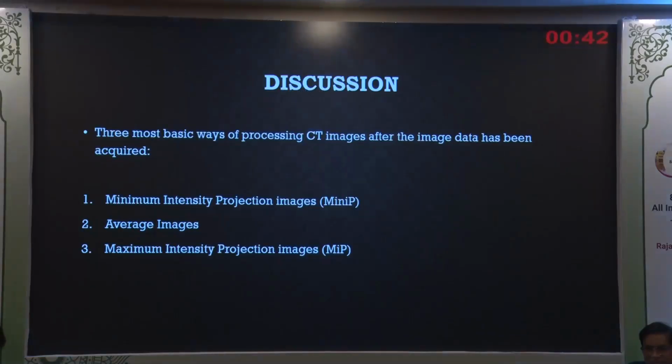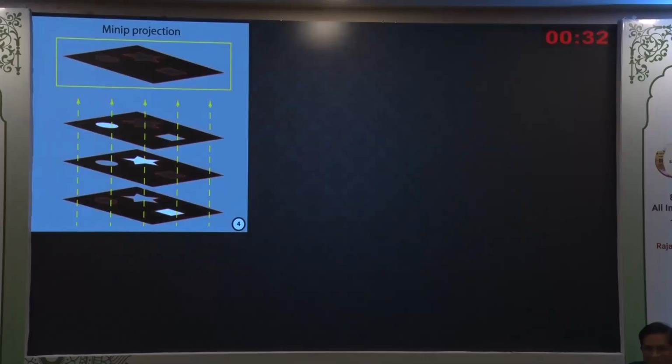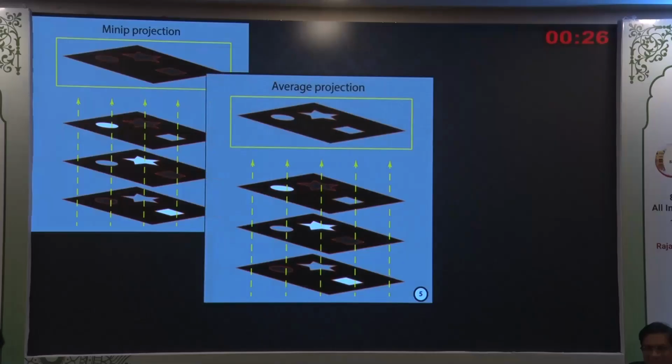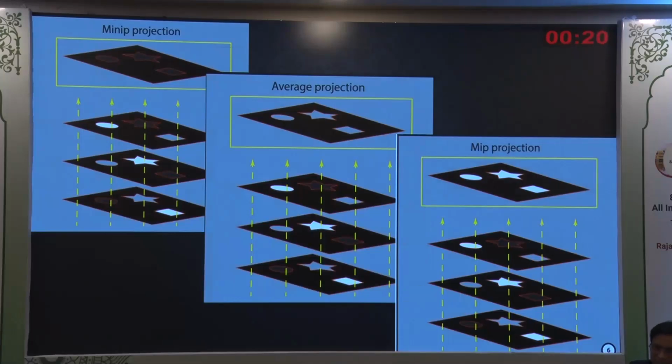In the discussion, there are 3 ways to interpret these intensity images: the minimum intensity projection, average images, and maximum intensity projection, which is what we are discussing in this paper. Minimum is the minimum intensity in any slab, and average averages it out. In the MIP, we only take the maximum intensity along any plane.